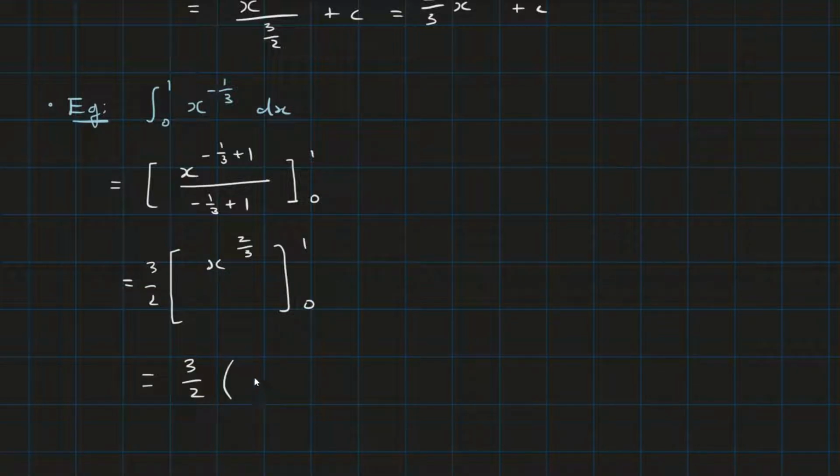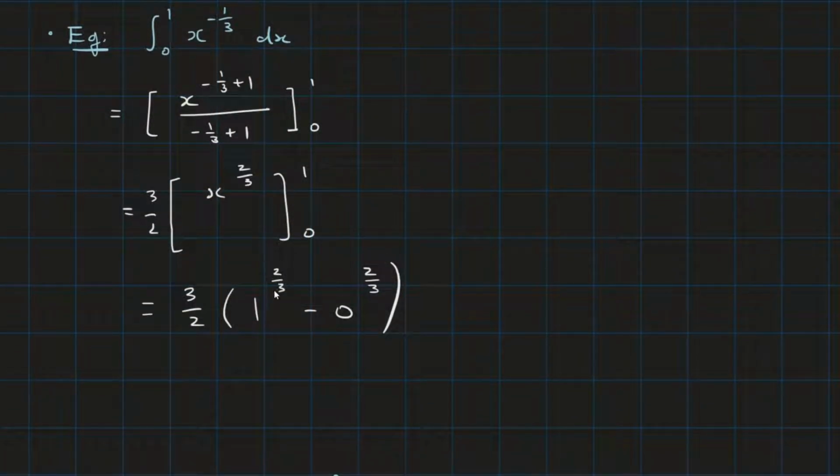3 over 2 multiplied by 1 to the power of 2/3 minus 0 to the power of 2/3. We should recognize that the powers make no difference to the numbers. 1 to the power of anything is 1. 0 to the power of anything is also 0. So we just get 3 over 2 multiplied by 1 minus 0, which is equal to 3 over 2.